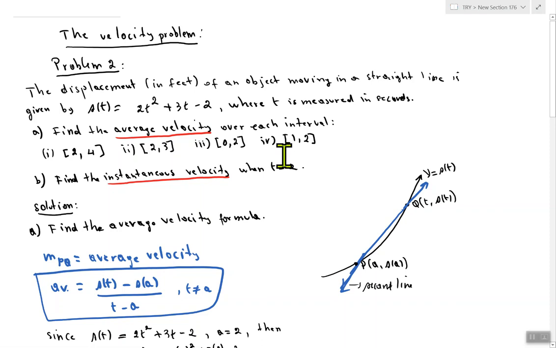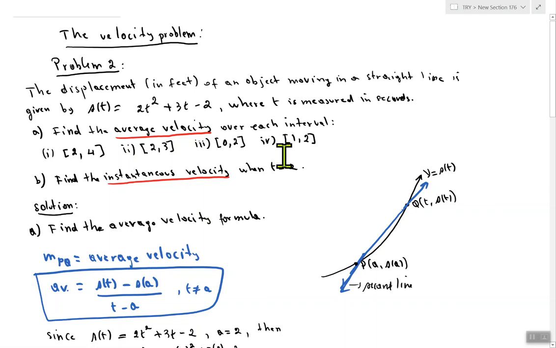Here, the problem is that the displacement in feet of an object moving in a straight line is given by s of t equals 2t squared plus 3t minus 2, where t is measured in seconds. That's basically the equation of the displacement, a distance equation, right? The first question is to find the average velocity of each interval.